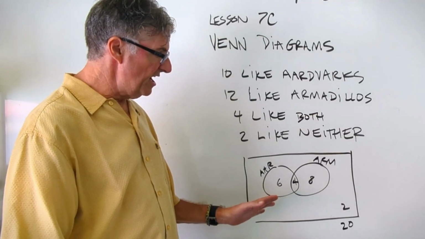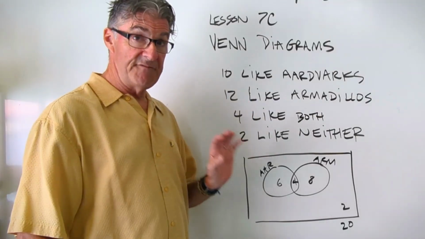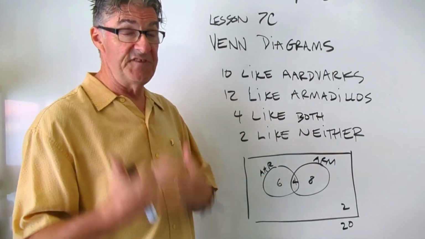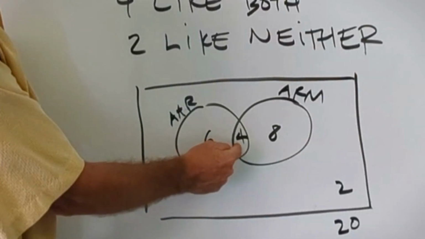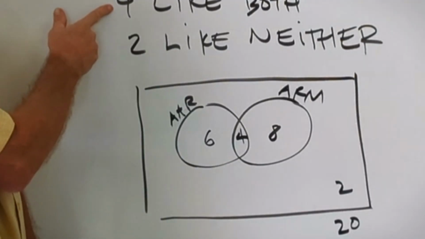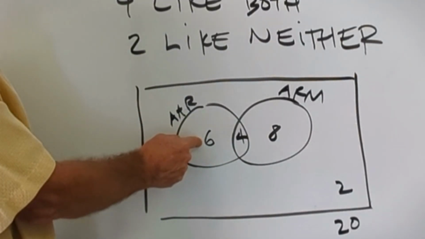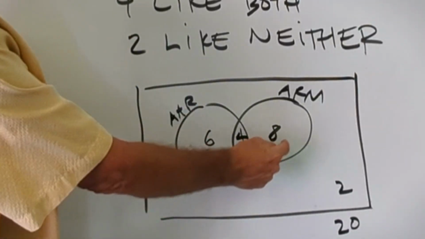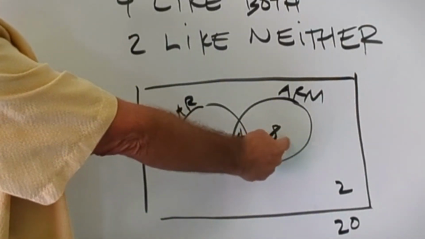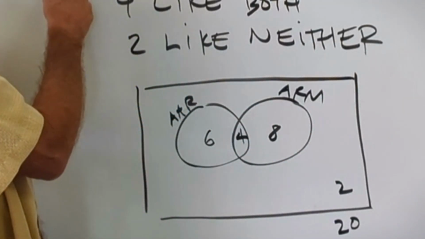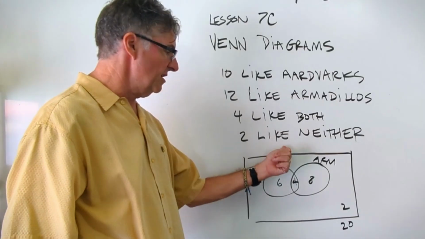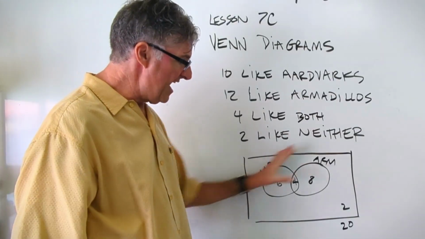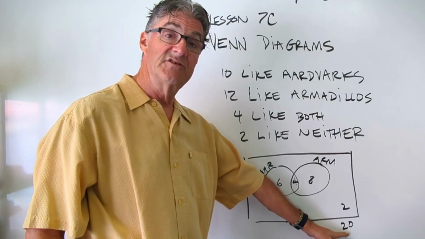Okay, here's my Venn diagram. Now this example was a straightforward one. You didn't need to actually figure anything out. You could just start by putting your 4 that like both, and then this means that the aardvarks need to be 6 because together they make 10. And that the armadillos alone need to be 8 because they have to add up to 12. And then 2 is neither. That comes straight off the prompt. And then we'll add them all up, and we know we have 20 total.